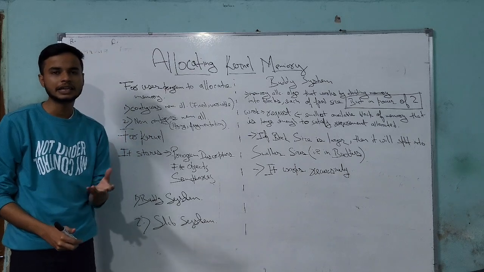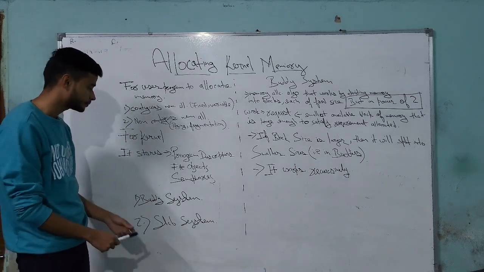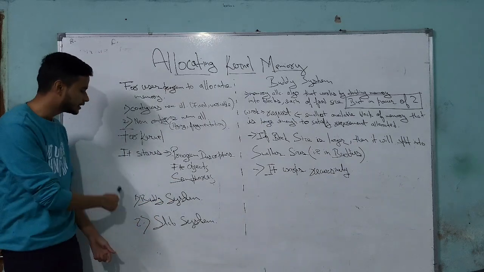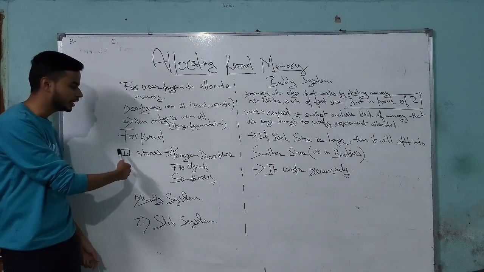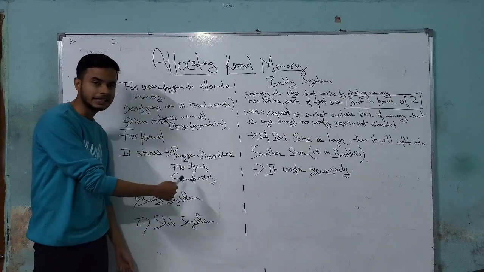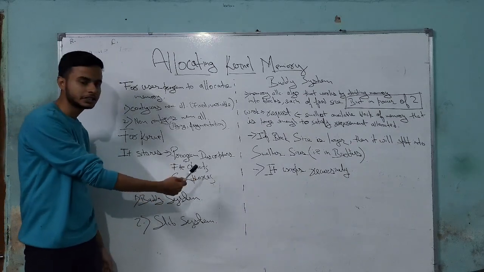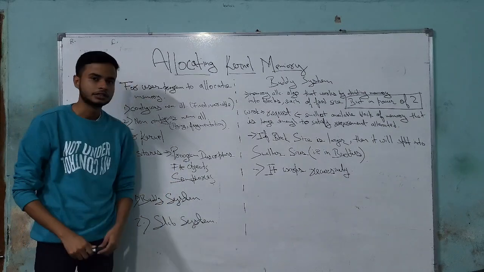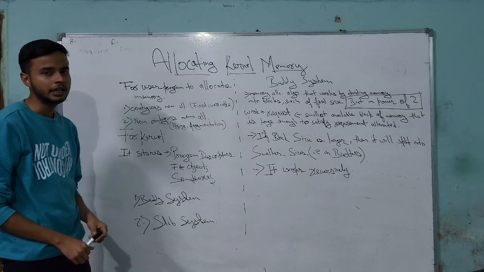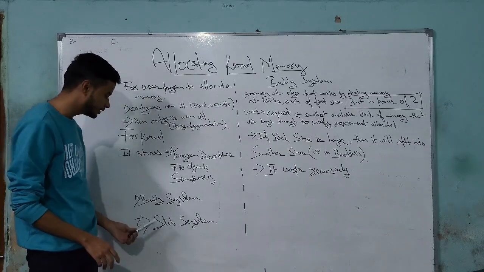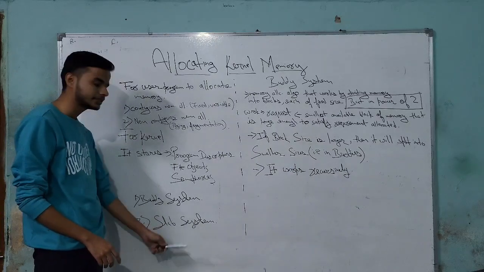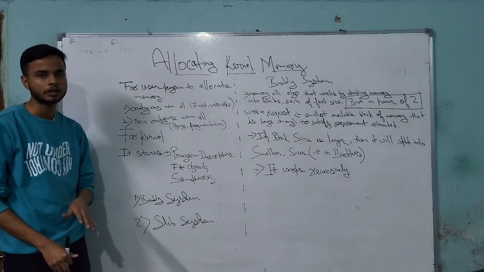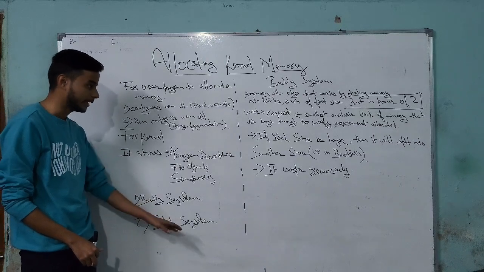So the kernel basically stores three things: process descriptors, file objects, and semaphores. These are the things which are stored in the kernel. The kernel works with these things: descriptors of a program, objects of files, and semaphores. For allocating kernel memory, we have two techniques. The first is the buddy system and the second one is the slab system. One by one we are going to discuss both of them.